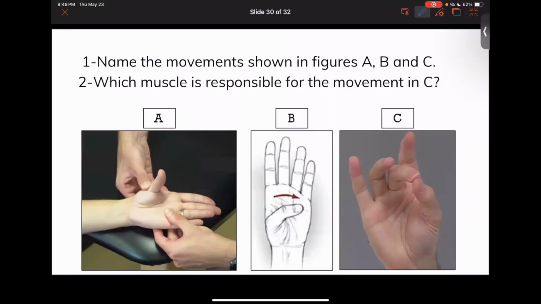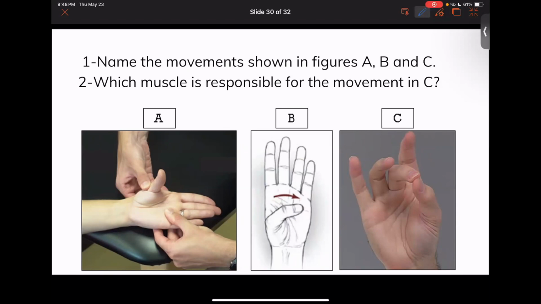Okay, now pause the video. Name the movements A, B, C. So A would be the abduction. To demonstrate it, you have to basically move your thumb away. That's abduction. If you bring your thumb towards your palm, that's going to be flexion. So B is flexion, and C is the opposition.